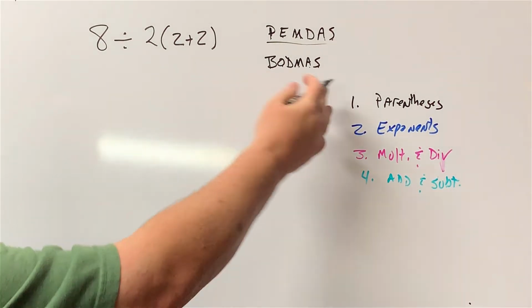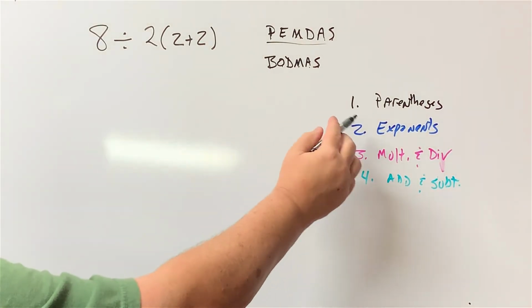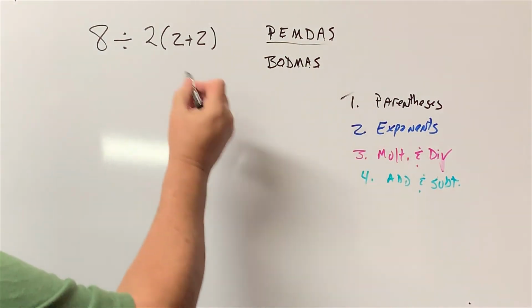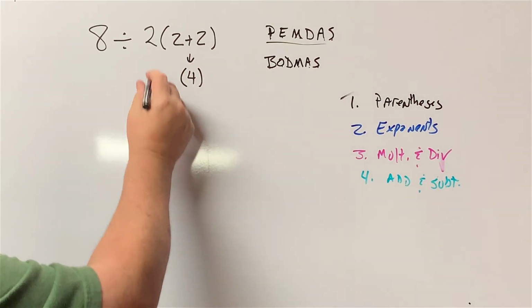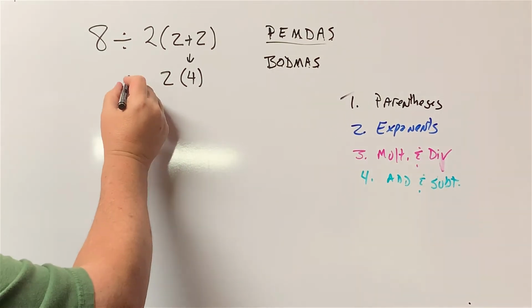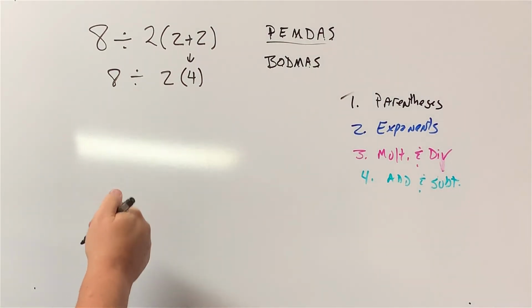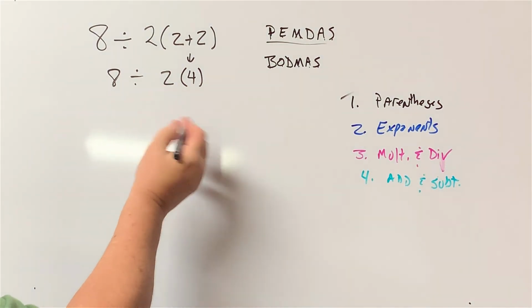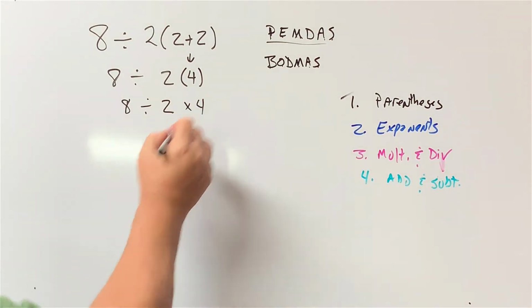Okay, so when we solve this, we have to look at the order of operations first and see what's most important. The first thing we need to look at is parentheses. Are there any? Of course, right here, 2 plus 2. So this would become 2 plus 2 is 4. And then, of course, that's still multiplied by 2, and 8 is still divided by those items. So I'm going to rewrite this a little bit to make it clear, because 2 times parentheses 4 is just the same as 2 times 4. So this is 8 divided by 2 times 4.